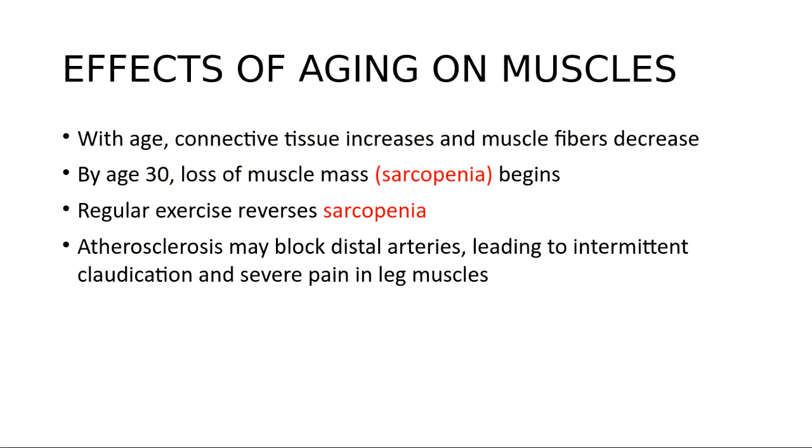The effects of aging in muscles. As we age, muscle loses its mass. That is called sarcopenia, the loss of muscle mass. Sarcopenia could be reversed through exercise.